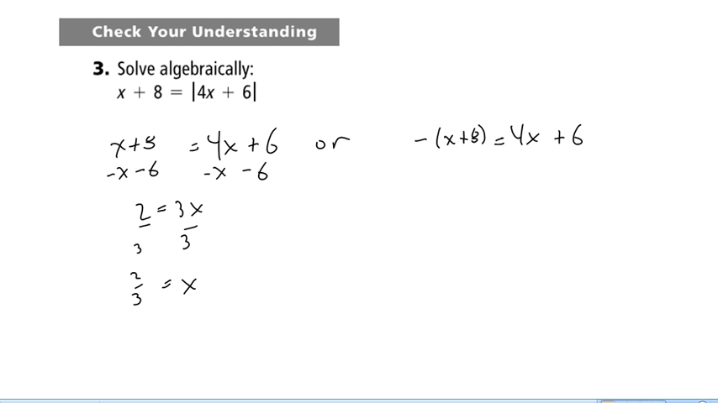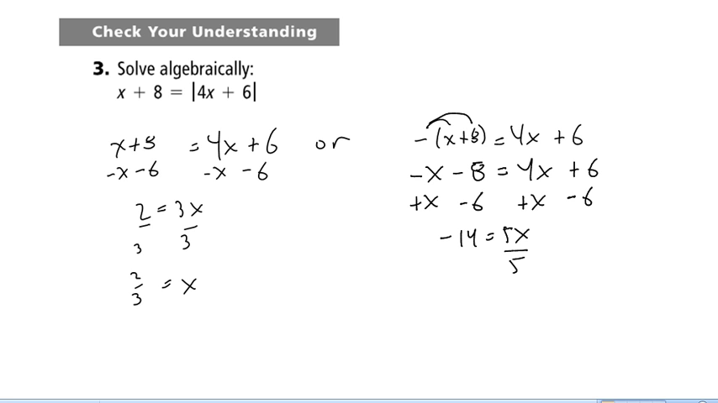Okay, so we've got to multiply this negative through first. So we end up with negative x minus 8 equals 4x plus 6. Let's get the x's on the right, which means we'll put the numbers on the left. So our two possible solutions are x equals 2/3 or x equals negative 14 over 5.